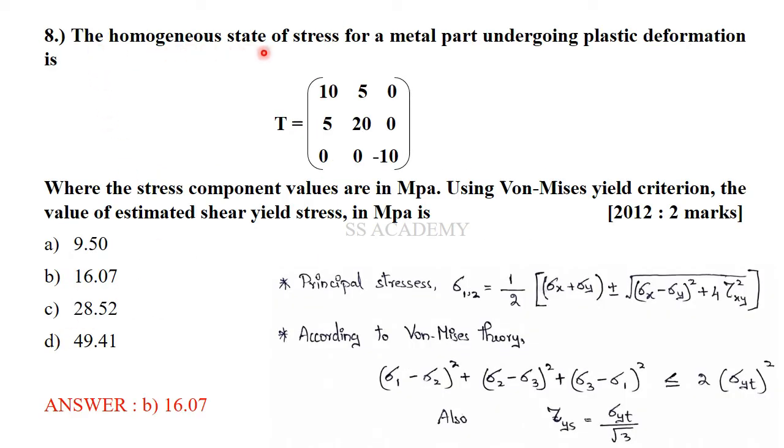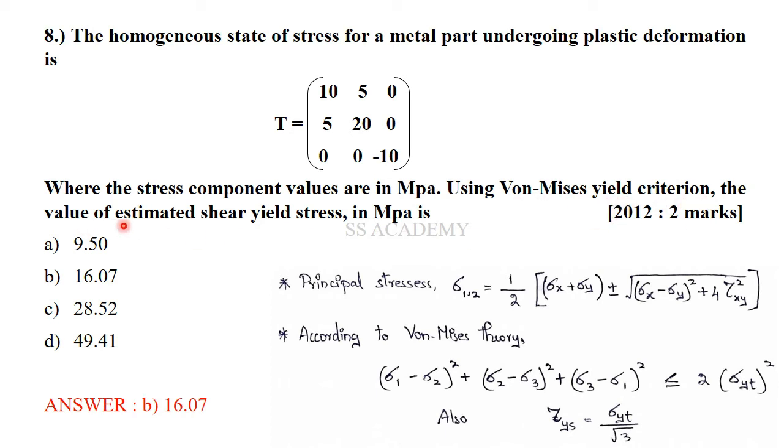The homogeneous state of stress for a metal part undergoing plastic deformation is, they have given the general state of stress at a point, that is 10, 5, 0, 5, 20, 0, 0, 0, minus 10. We have seen this as a stress tensor. So sigma x is 10, sigma y is 20 and sigma z is minus 10. This is tau xy, which comes out to be 5, and the other shear stresses are 0, where the stress component values are in megapascal, using von Mises. Von Mises refers to the maximum distortion energy theory, MDET, yield criterion.